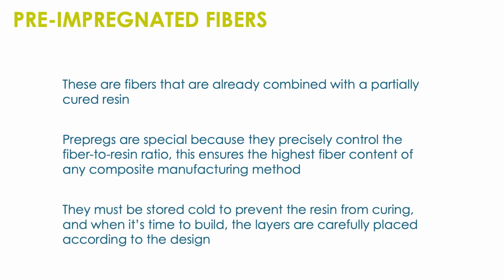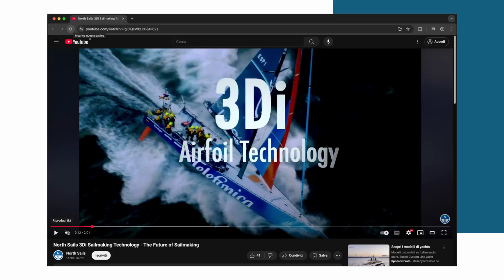They must be stored cold to prevent the resin from curing, and when it's time to build, the layers are carefully placed according to the design. At North Sails, they developed an ingenious process to mold sails as a single piece, already in their final curved shape. The molds themselves can change curvature depending on the design. In the supporting materials for this lecture, you will find a video tour of their Nevada facility that shows this process in action. The results?